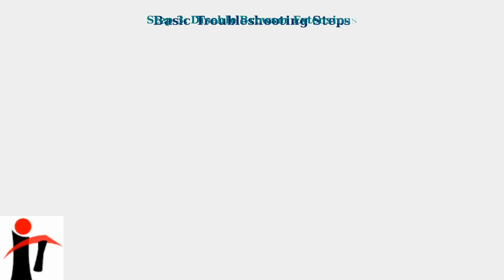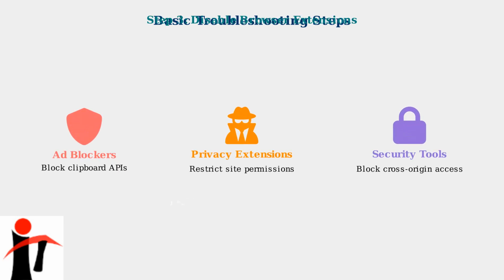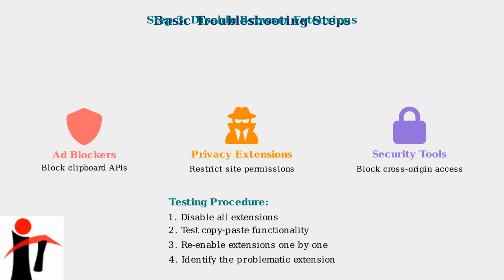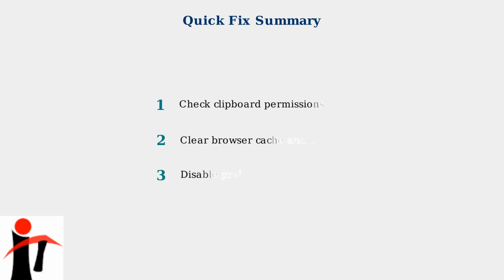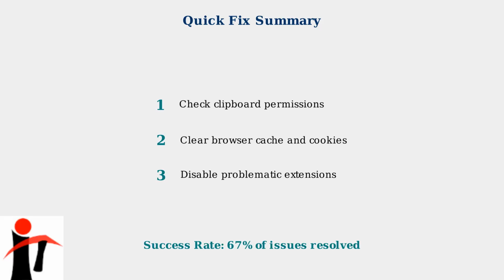The third troubleshooting step involves temporarily disabling browser extensions, especially ad blockers and privacy extensions. These can interfere with clipboard access by blocking the JavaScript APIs that WhatsApp web needs to function properly. These three basic troubleshooting steps resolve the majority of WhatsApp web copy-paste issues. By checking clipboard permissions, clearing browser data, and identifying problematic extensions, you can restore normal clipboard functionality in most cases.